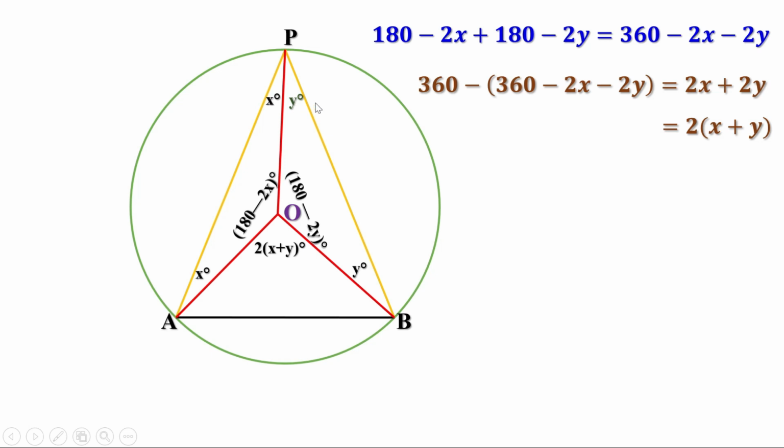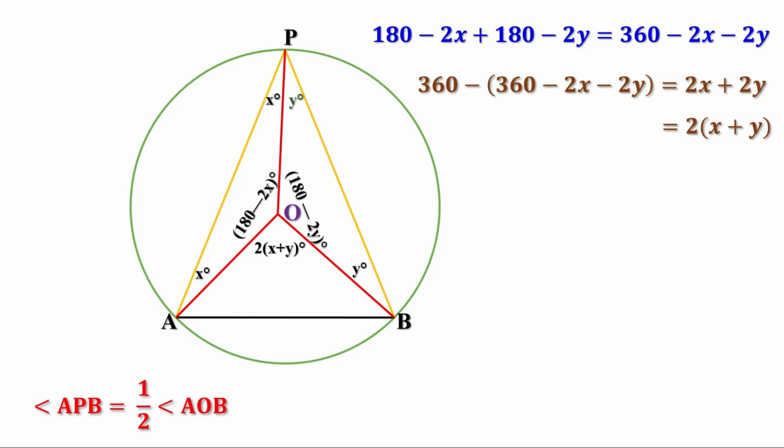Now what is angle P? That is x plus y degree. That means angle P, or angle APB, is half angle AOB. Now what is angle AOB? That is the central angle of this arc. And what is angle APB? That is the angle made by this arc. So from this we can say angle made by an arc is half its central angle.